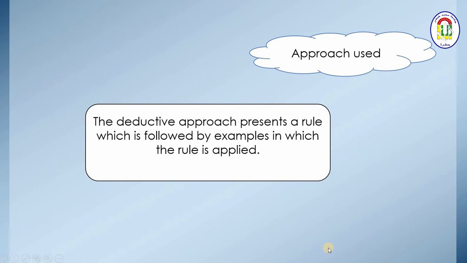Of course, to prepare these lessons, we have normally used the deductive approach. This approach presents a rule, then a series of examples to apply the rule. So we see the rule first, we give a general idea about the rule, then we give the examples. This is the approach we used in our lessons.